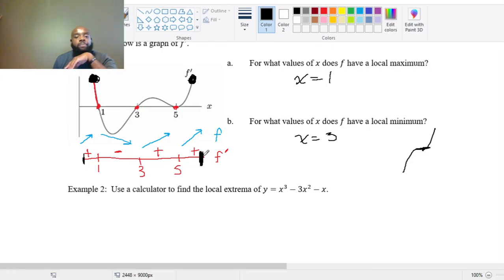All right, that's my endpoint. And this is the endpoint too, right? I am going to have either a local max or a local min at these endpoints, and we should be able to look at this to tell. Now, this is the first derivative.